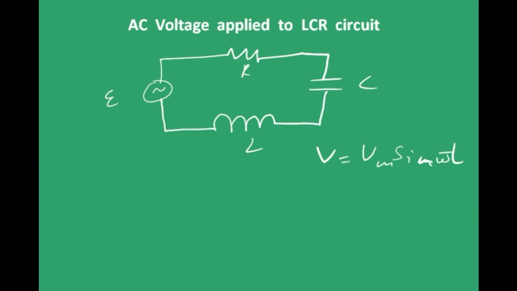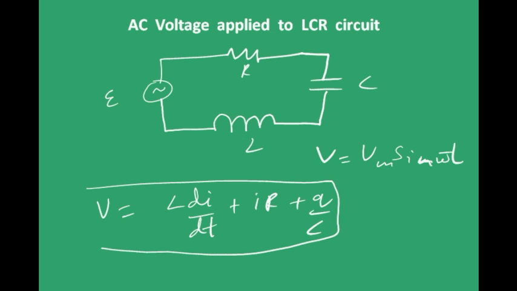Now, by Kirchhoff's loop law, I can write the external voltage as the sum of the voltages across these elements, right? So it will be L di by dt plus IR plus Q by C. Now, to solve this equation, let us use phasor diagrams. Let us represent these vectors on a phasor diagram.